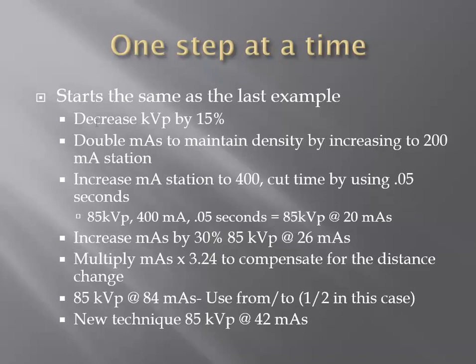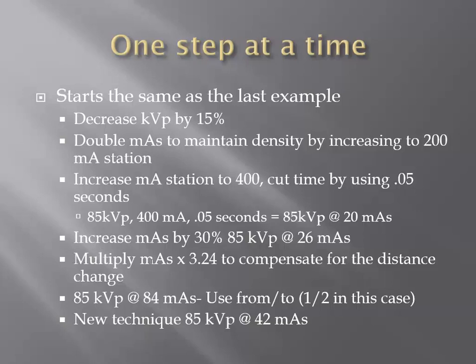So again, start by decreasing kVp. Now double the mAs to get to the 200 speed by using mA, increase to 200 mA station. And that gave us the same exposure time and the same exposure. Now we're going to increase to 400, cutting the time back in half to 0.05, and it gave us, again, 85 kVp at 20 mAs. Now we're going to increase our mAs by 30%, so we're going to multiply 20 by 1.3. That gave us 26 mAs.